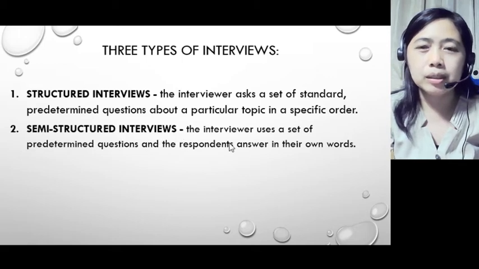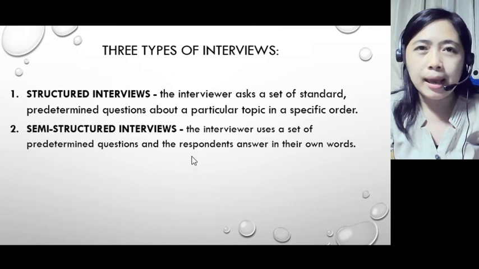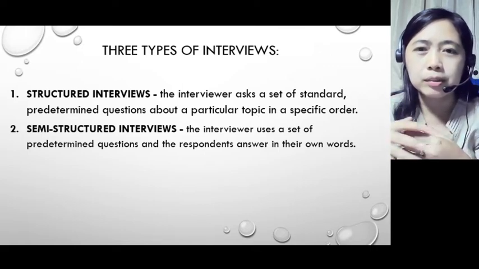Semi-structured interviews, okay, the interviewer uses a set of predetermined questions and the respondents answer in their own words. So gamay ra siya diferensya sa atong structured interview.